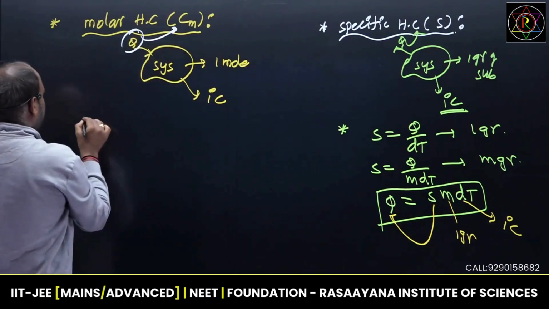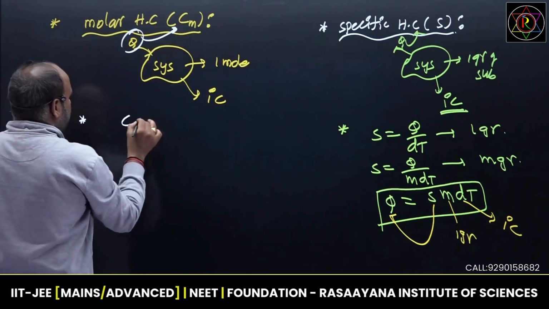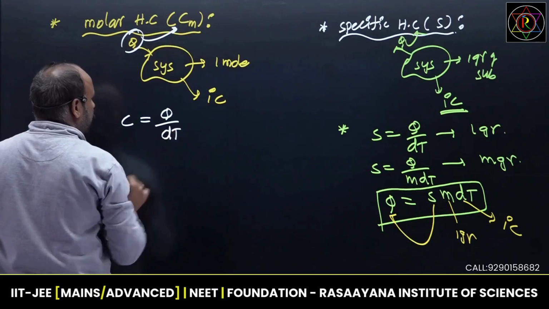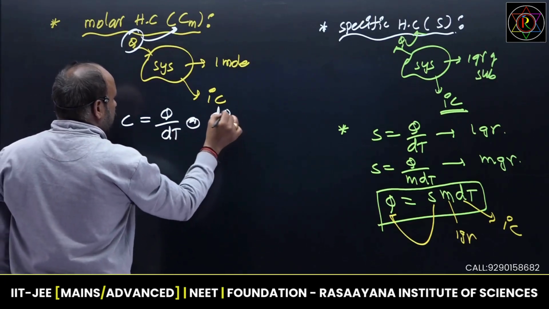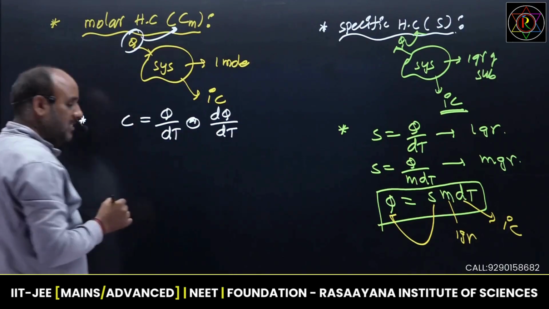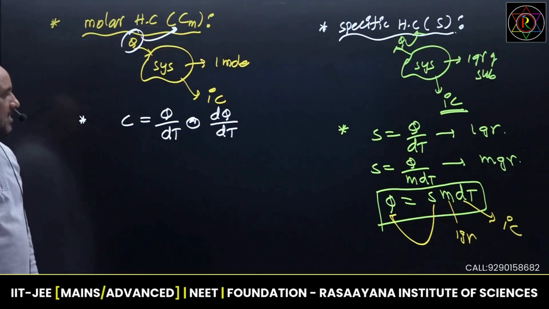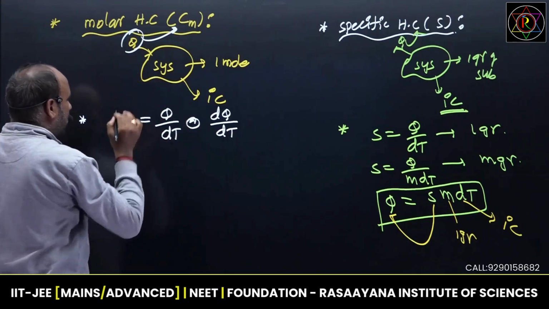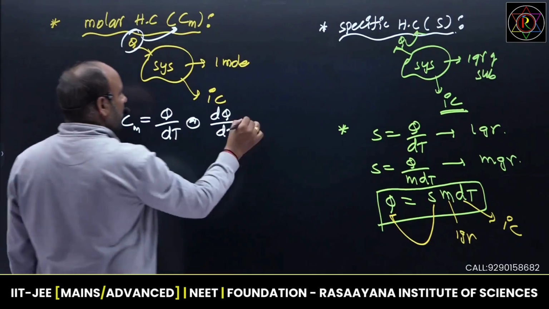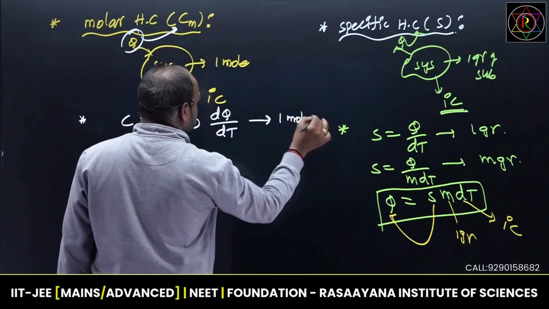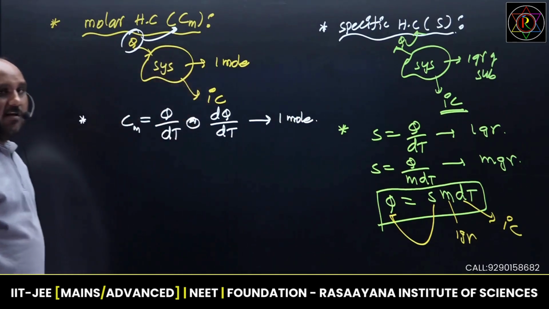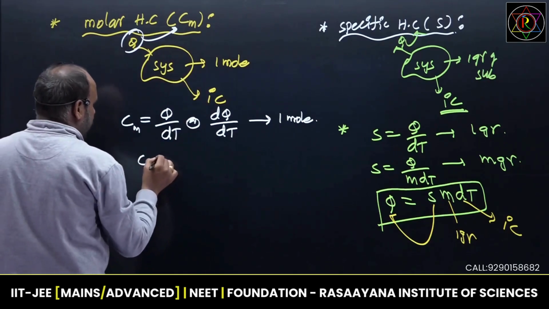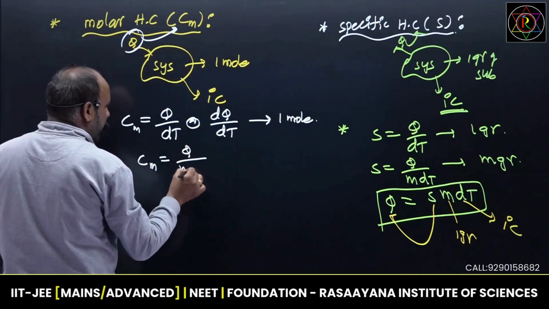The same equations are also applicable. So C is equal to Q by dt. This may also be written as dq by dt. C is equal to dq by dt. Here C is for moles, and this is applicable for 1 mole of substance. For n moles of substance, what do we have to write? That becomes C is equal to Q by n into dt.